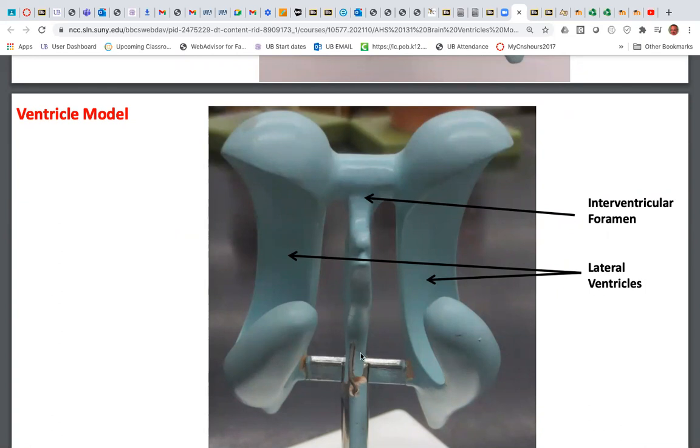In order to go down into the third and fourth ventricle, it's got to drain through the interventricular foramen of Monroe. So this is the interventricular foramen, also known as the interventricular foramen of Monroe. That's how the CSF goes from the lateral ventricles, 1 and 2, into the third ventricle. It's got to go through the interventricular foramen of Monroe first.